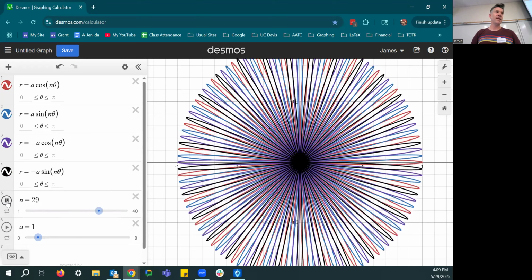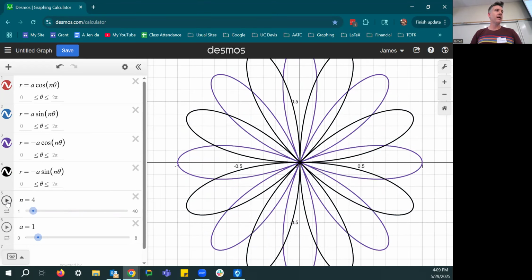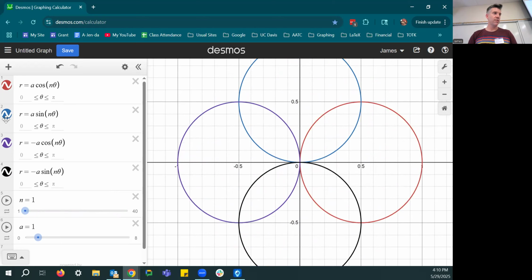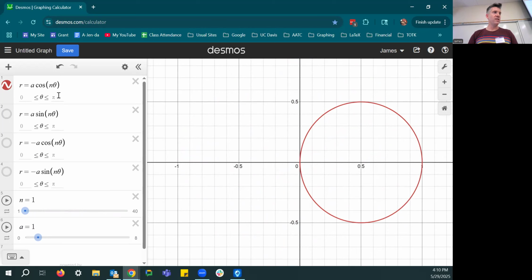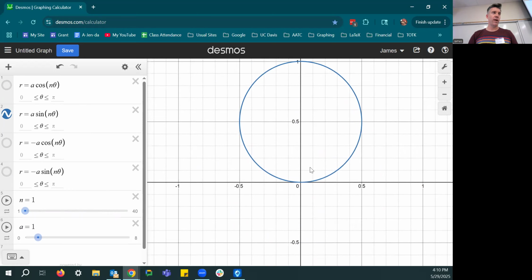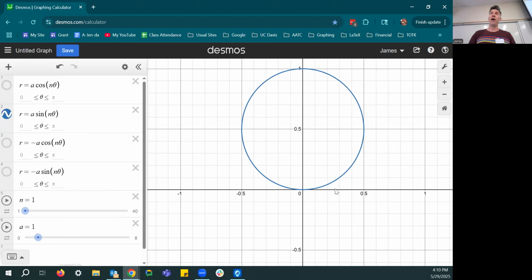So we'll talk about this in a second, but what's happening here is all these graphs are cosine of n times theta or sine of n times theta, and one of them has a negative, one has a positive coefficient. So if we go back down to n equals 1, which is less exciting, and we have a equal to 1 as well, this is the graph of just r equal to cosine of theta. This is the graph of r equal to sine theta. So, right, centered on the y-axis.